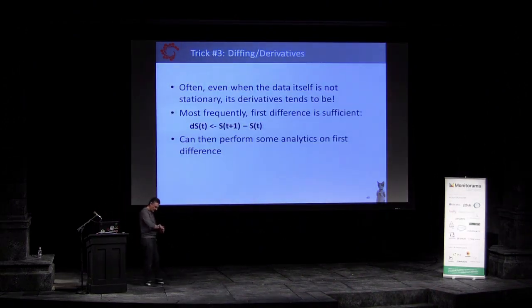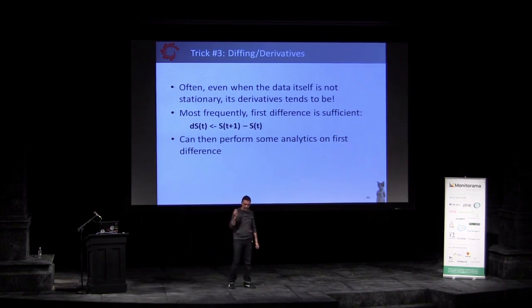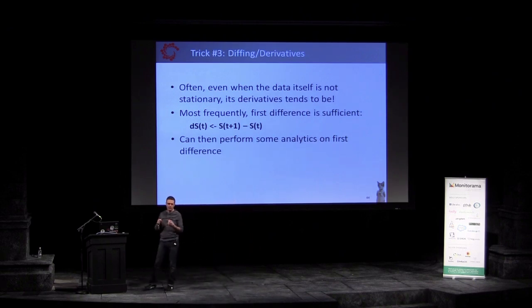The third trick that I'm going to present is diffing, or derivatives, right? A lot of the time, not always, so don't say, hey, Toufic said it's always and it's not working. A lot of the time, even if your data itself is not stationary, its derivative is. It's an interesting little factoid because a lot of data comes from what's called random walks. If you look at the difference between one point and the next point in the time series, the differences are usually relatively randomly distributed, right? So most frequently, the first difference is sufficient.